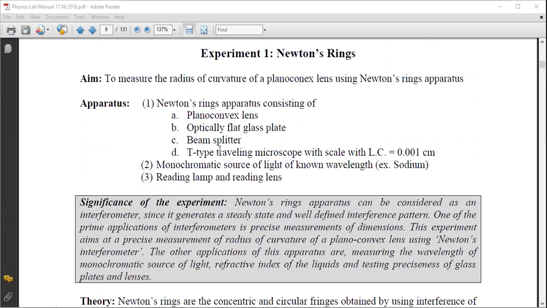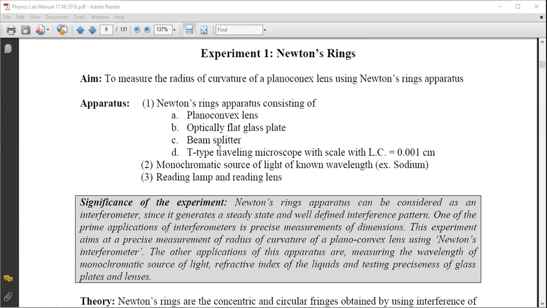So in this experiment, what you're going to learn is to measure the radius of curvature of a plano-convex lens using a Newton's ring apparatus. Okay, so the apparatus you will require is a plano-convex lens. So what is a plano-convex lens like? One side is plane and the other side is convex.